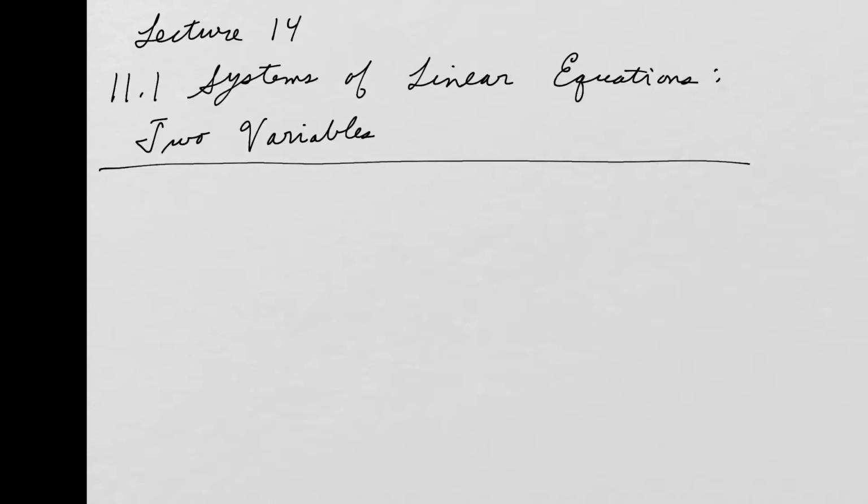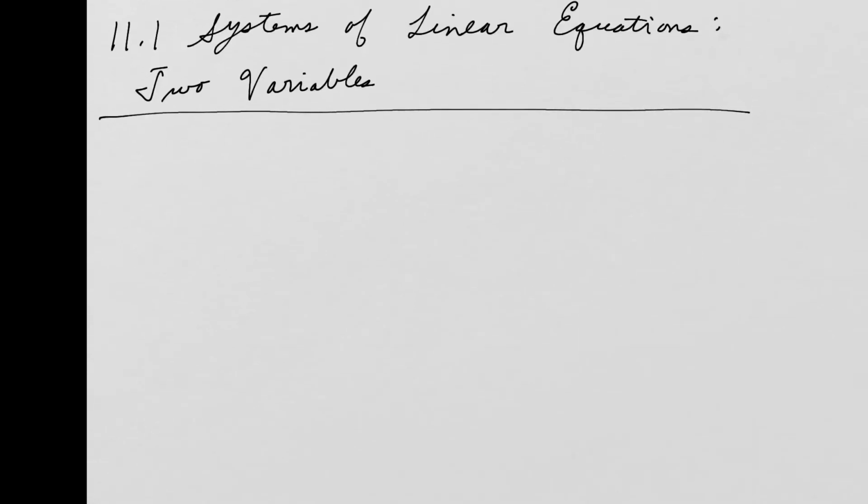And in this lecture we're going to focus on section 11.1 in your textbook, which is on systems of linear equations, and in particular we're going to focus on equations that just involve two variables. So it'll be two equations by two unknowns, and typically those unknowns will be x and y. Okay? So what do I mean by a system of two linear equations and two variables?